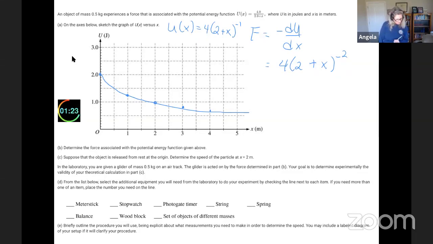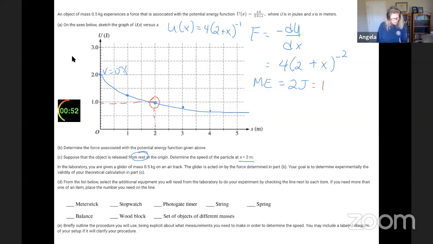force equation. Suppose the object is released from rest at the origin. So v equals 0 at the origin. Determine the speed at 2 meters. If it's released from rest at the origin, that means the total mechanical energy is 2 joules because there's no kinetic energy at the origin. It's all potential, and the value of the potential energy is 2 joules. Okay, so at 2 meters, it has 1 joule of potential.